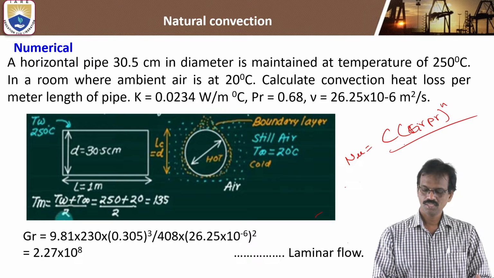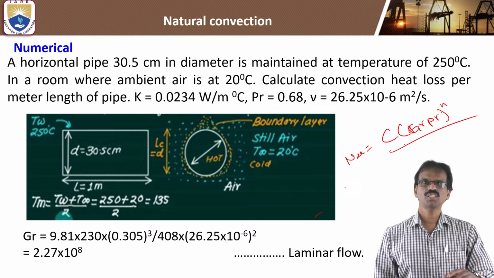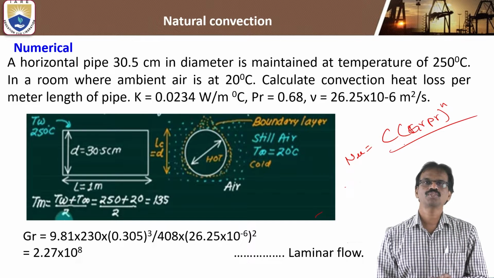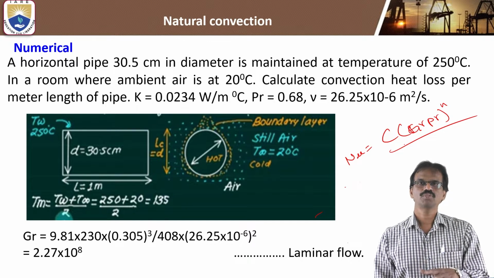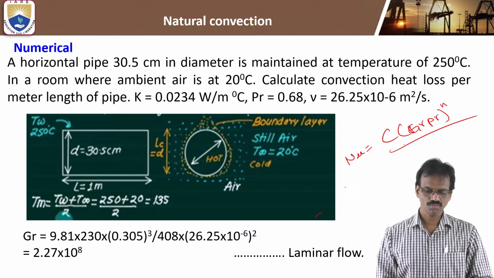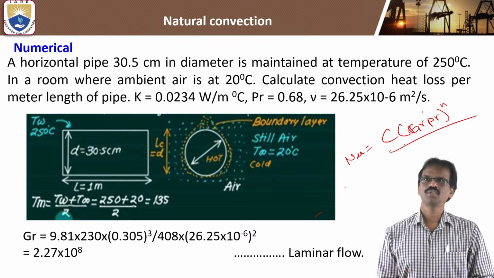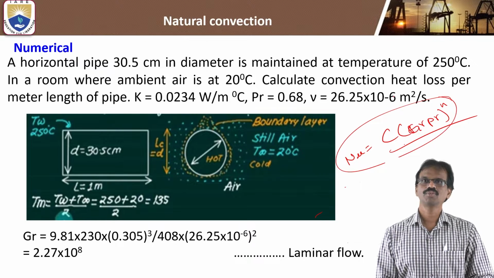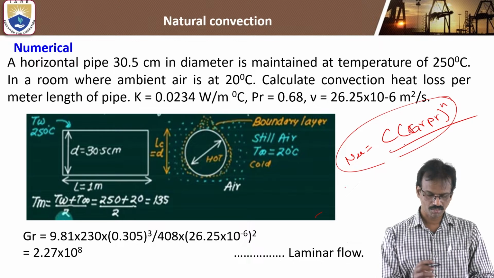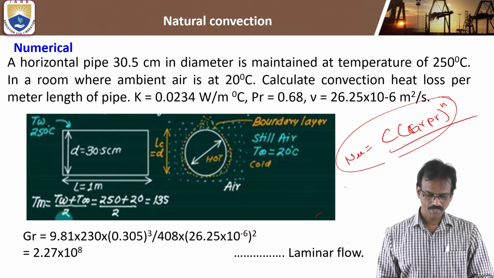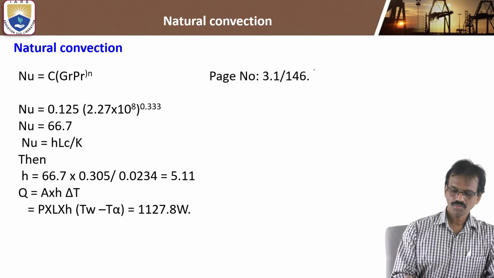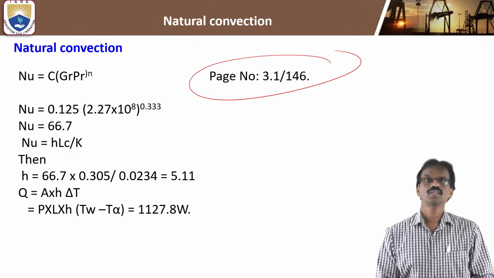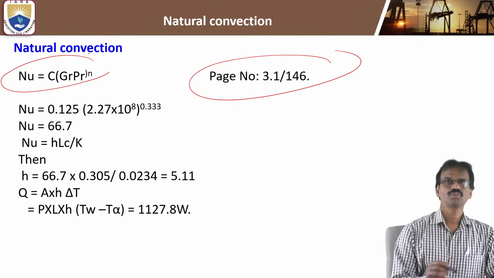The C and n depend upon the position of the pipes, either horizontal portion or vertical portion, solid surface vertical portion, horizontal portion, or any other geometries. Based upon the position, C and n values will change. So these C and n values and these formulas will be taken from the data book based upon the numerical, the construction or position of the pipe. You can see, in page number 146 in the data book, we'll get the formula related to this numerical.